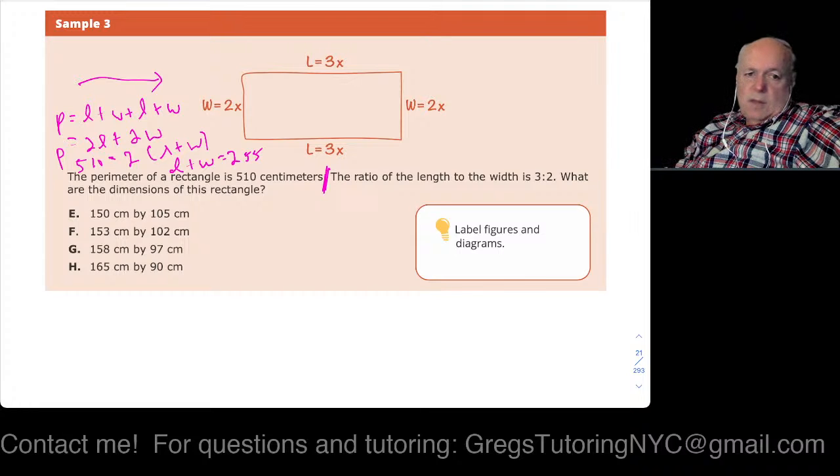the length to the width. So the length is 3x, right? So if we do length to width, we get 3x is to 2x. The x's cancel out, and we end up with 3 to 2. So that's also confirming what we observed from the illustration in and of itself. And then it says, what are the dimensions of this rectangle?